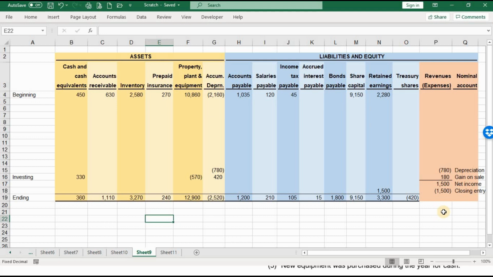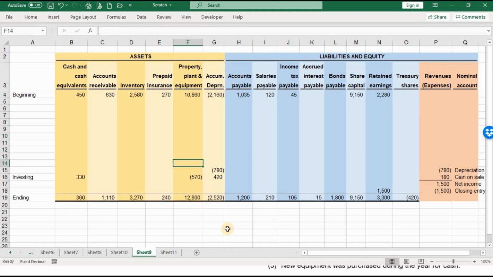Investing is related to non-current assets. Our non-current asset is PPE. So for PPE, we have a beginning balance of 10,860 pesos, and there is a decrease of 570 pesos. That is the cost of equipment sold. Then our ending balance is 12,900. However, if we deduct 570 from 10,860, the total is 10,290. Our ending balance is 12,900.